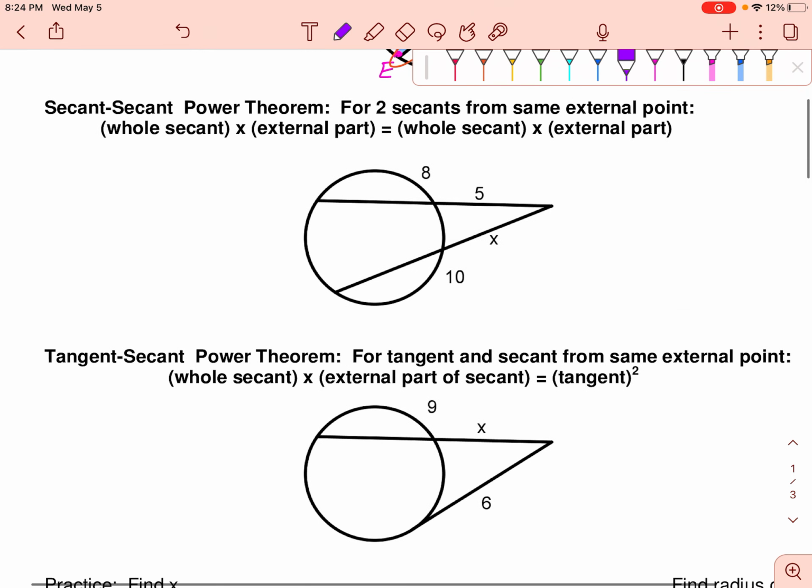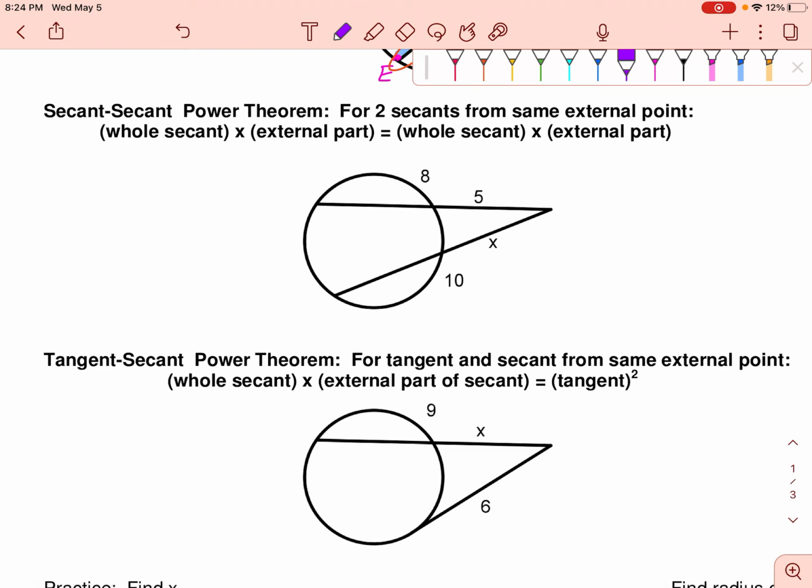Now the other two theorems are the secant power theorem and the tangent secant power theorem. To me, they're the same thing. So what you do is you take the whole secant and multiply it by the external part. Then you take the whole secant and you multiply it by the external part. And essentially those are going to be equal to each other. So the whole secant, and right here, that's where that awkward 8 is, it represents the whole secant. So the whole secant times the part sticking out is equal to the whole secant times the part sticking out.